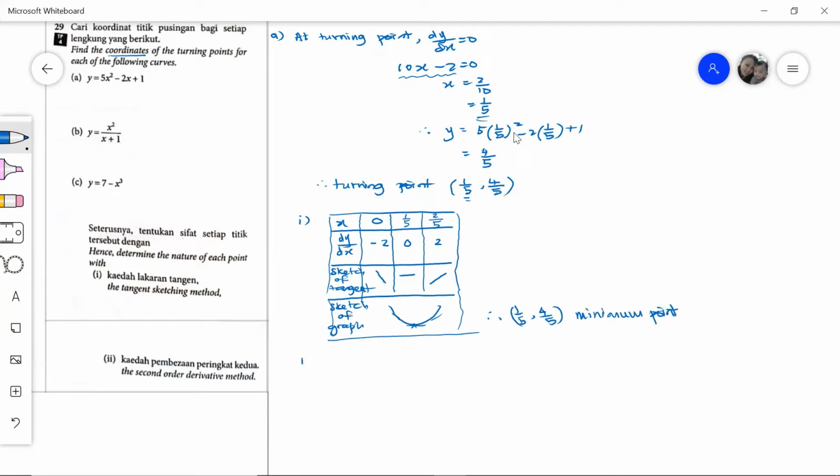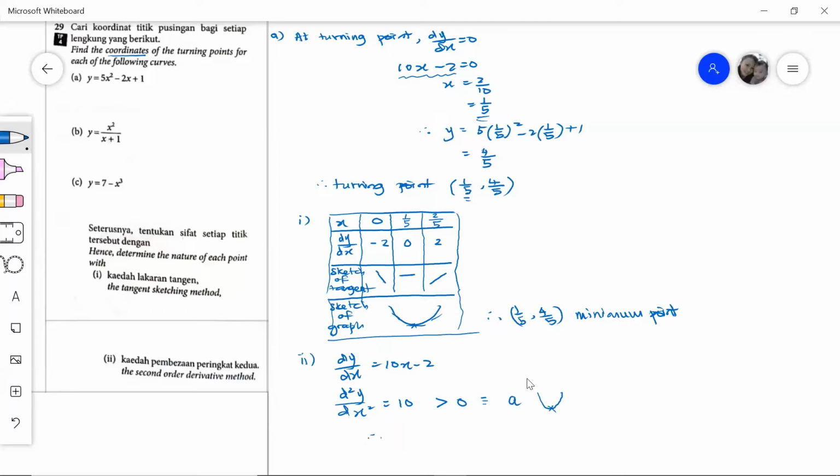Now the second method, we use the second order derivative. If dy/dx is 10x minus 2, then differentiating a second time, d2y/dx2 is 10. This is positive, greater than 0. That means our gradient keeps increasing from negative to 0 to positive. Or you can compare it with the a of our quadratic function. When a is positive, we have a smiling face graph. Therefore, we have the minimum point.